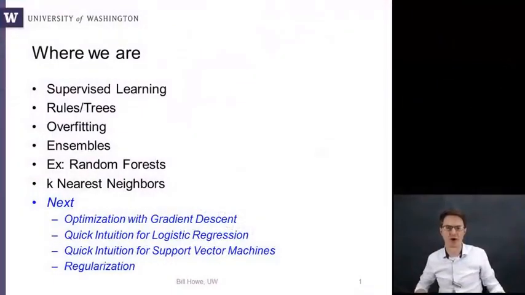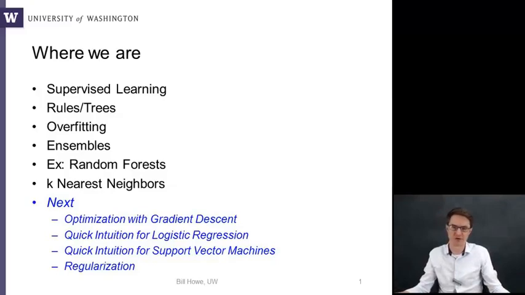All right, so a recap of where we are. We talked about supervised learning, talked about deriving rules and arranging them into trees. We talked about how those trees are susceptible to overfitting. And we talked about one way of combating overfitting is to use ensembles of weak learners and combine their results to form a strong learner, and gave one example of this in random forest.